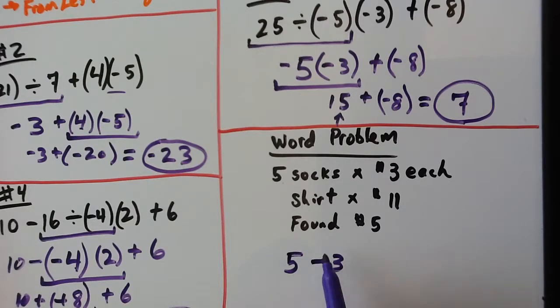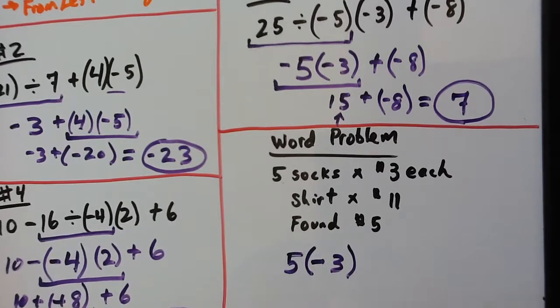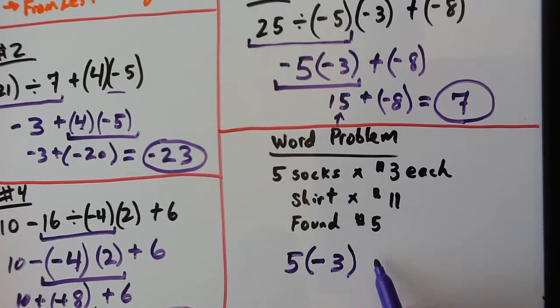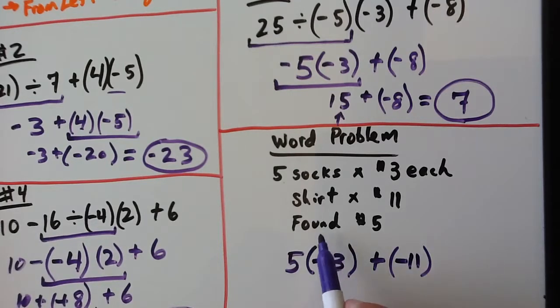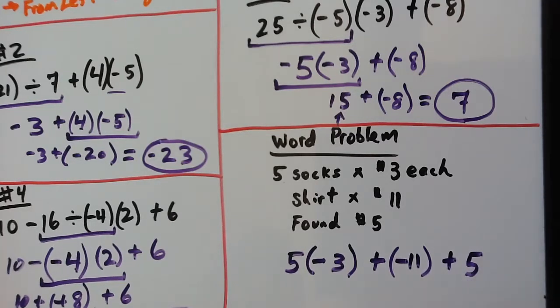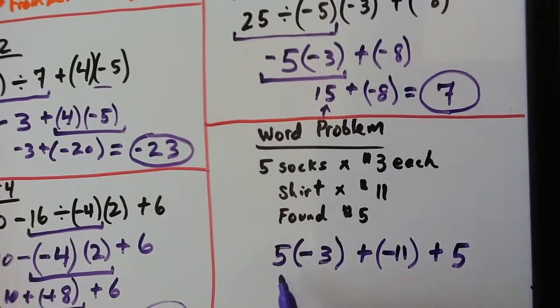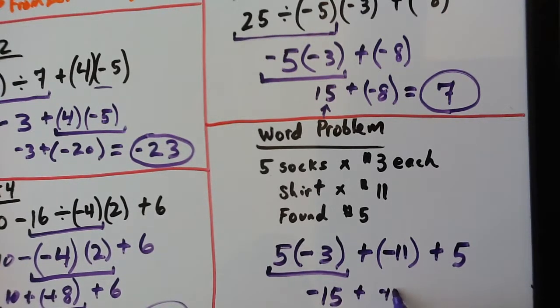So because he's paying money, that's a negative sign, right? He's losing money on that because he's buying these socks. Okay, then he bought a shirt for $11, so he pays $11 more dollars. So because he's buying it, that's a negative sign, right? He's losing money on that. But then he found $5, so I'm going to add $5 to that, right? Now let's evaluate this. 5 times negative 3, that's going to be negative 15, right? Because signs are different. Then I add negative 11, add 5.